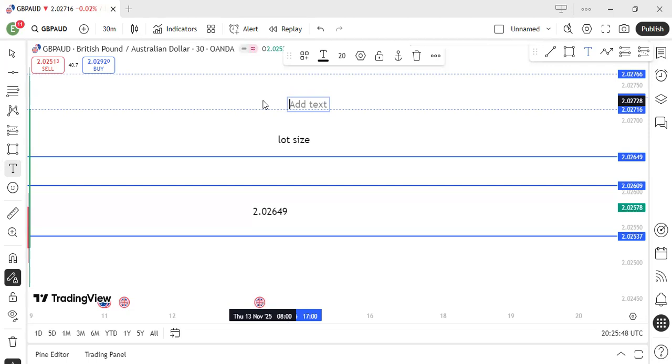I'll repeat. Lot size is, let me start from the word lot. Lot is the volume, or you call it lot size, anyway, the volume or quantity of currency you are trading. Now, if I want to get water, I'm in a river, follow me, and I want to get water in that river.